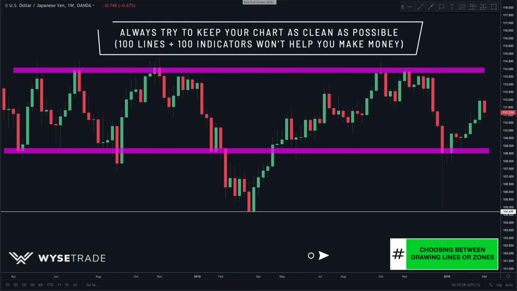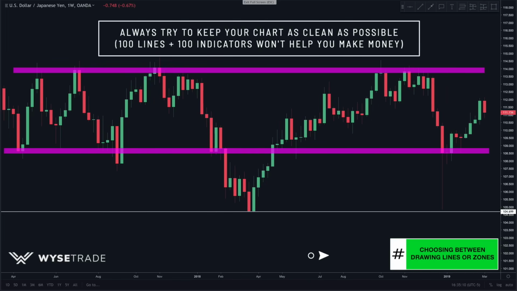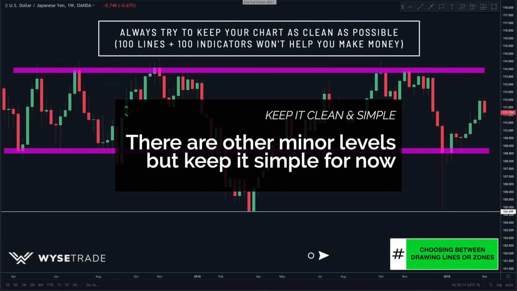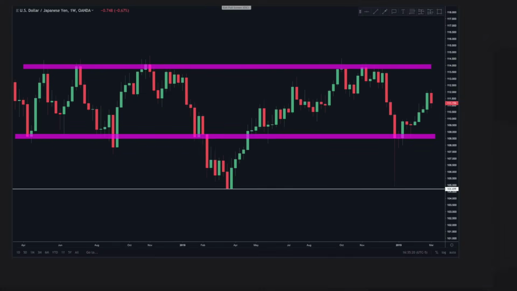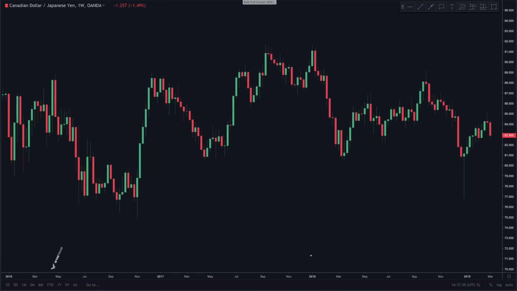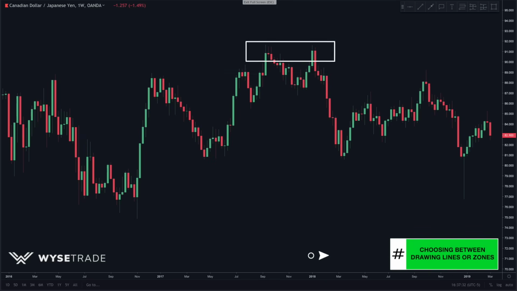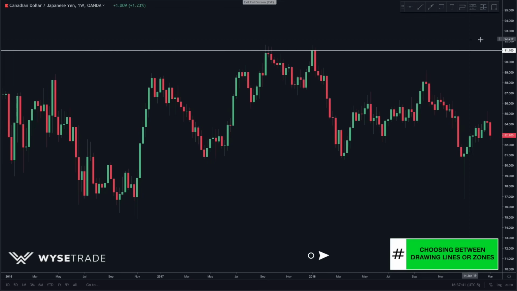So as you can see, you have a nice clean chart with your key levels, not 100 lines. Again, there are other minor levels in between the levels we have drawn, but for the sake of this video, we're keeping it simple. So let's jump to one more example. Here's the CAD yen. We had a swing high level up top here, and you can draw in 2 lines to accommodate for the candle closes.